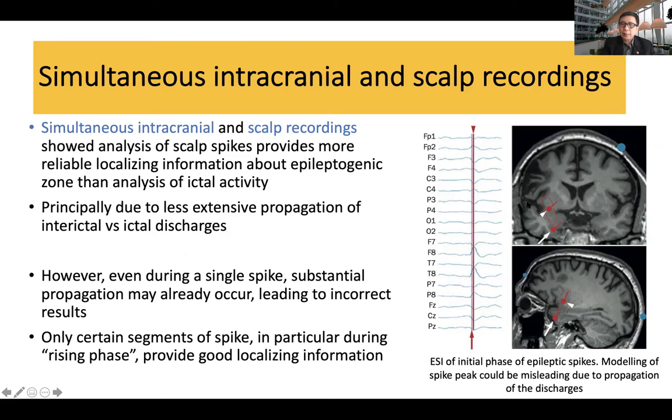Like in this picture. You see that when we analyze it with a different few-millisecond duration, ESI of the initial phase of the epileptic spike could be misleading, pointing to another location, like the dipole showing a different location on the MRI scan. So only a certain segment of the spike, in particular during the rising phase, provides good localization information.